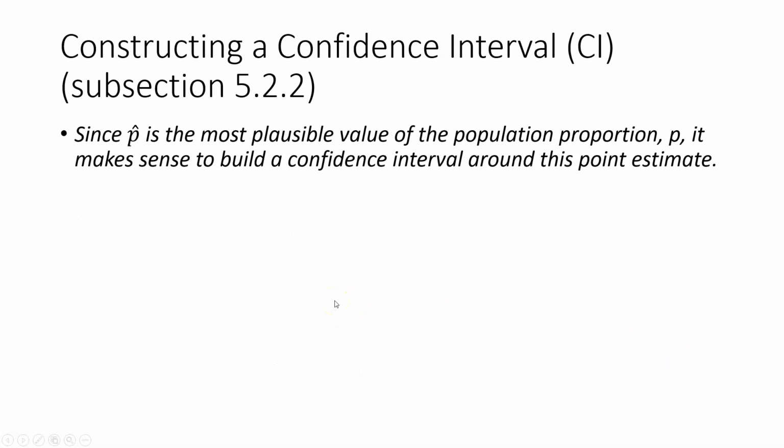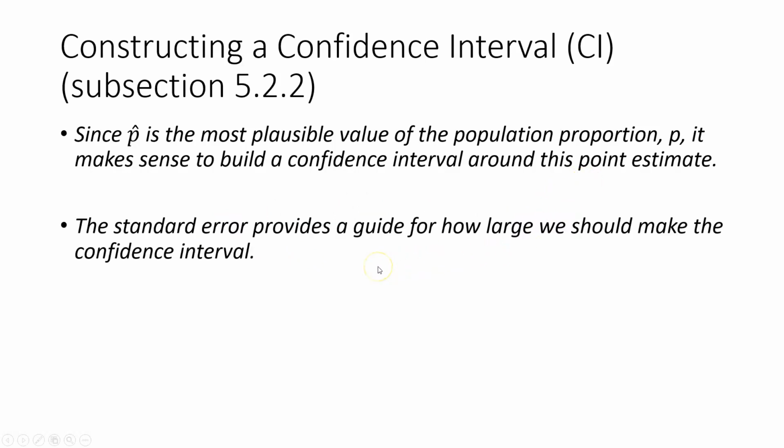So how do we construct a confidence interval? Well, since p hat is the most plausible value of the population proportion p, it makes sense to build a confidence interval around that point estimate. Therefore, the standard error is what we use to provide a guide for how large we should make the confidence interval.